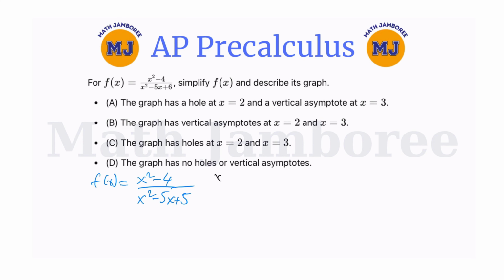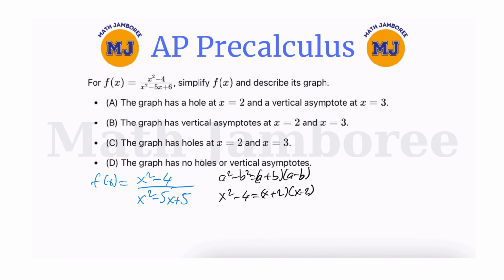So x squared minus 4 is a difference of two squares. Let me rewrite it this way. We all know that a squared minus b squared is a plus b times a minus b. So x squared minus 4, where a is x and b is 2, becomes x plus 2 times x minus 2.